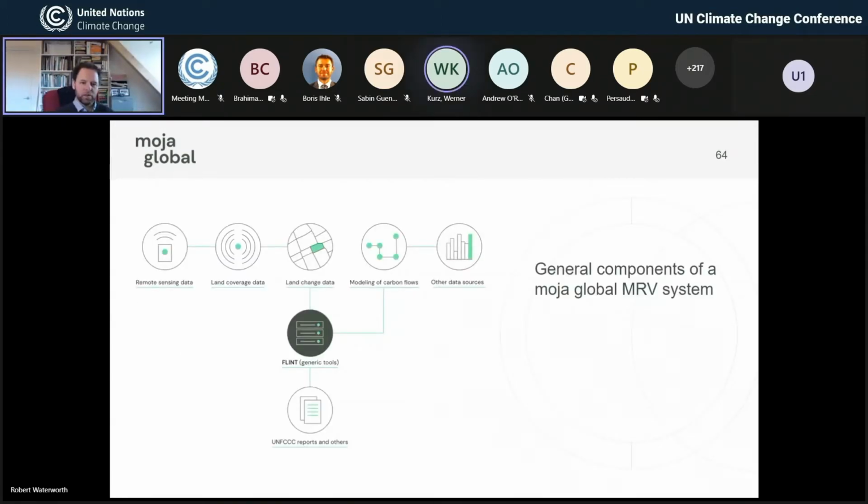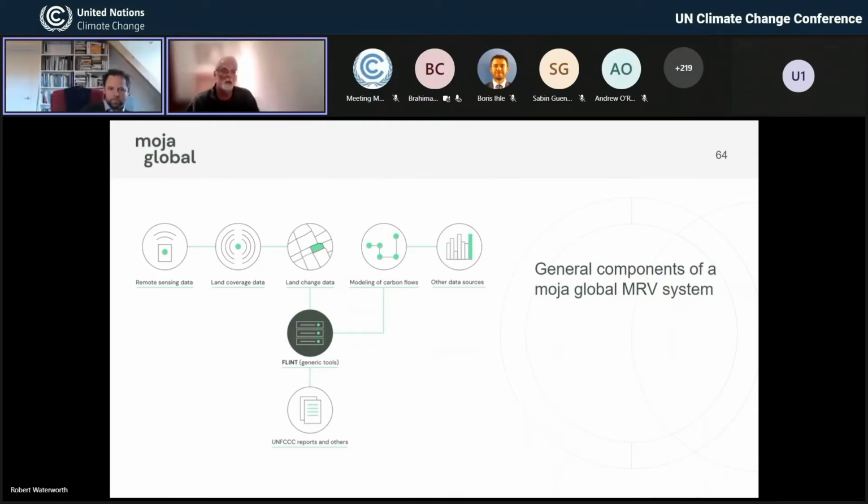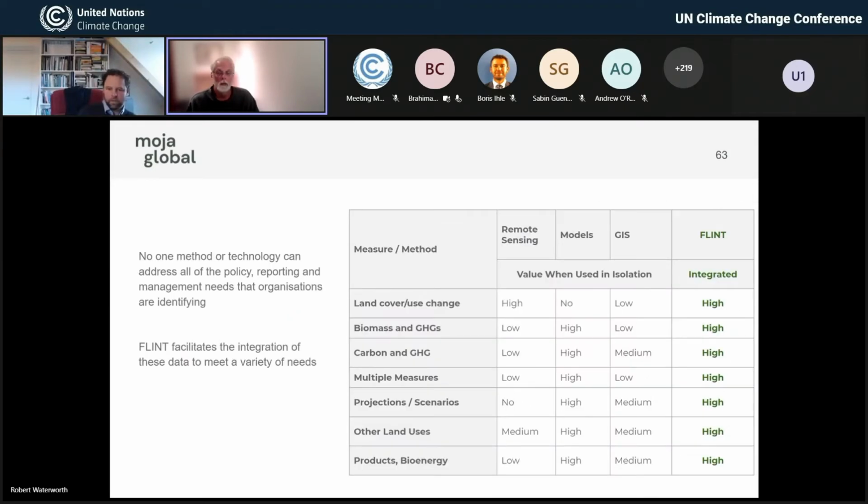Rob, before you've seen a similar diagram. Go, Werner. Yeah, there was a question. Can you go back to the previous slide? There was a question a moment ago about what models are used in FLINT.